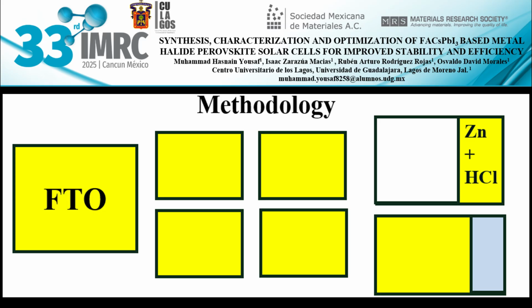The methodology is how we fabricate perovskite solar cells in the nanotechnology lab of Culagos. First, we cut the FTO glass into equal pieces of 2.5 inches by 2.5 inches. Then we do etching on one side of the FTO with zinc powder and a few drops of HCl. After that, the samples are cleaned and put in the UV for 15 minutes.